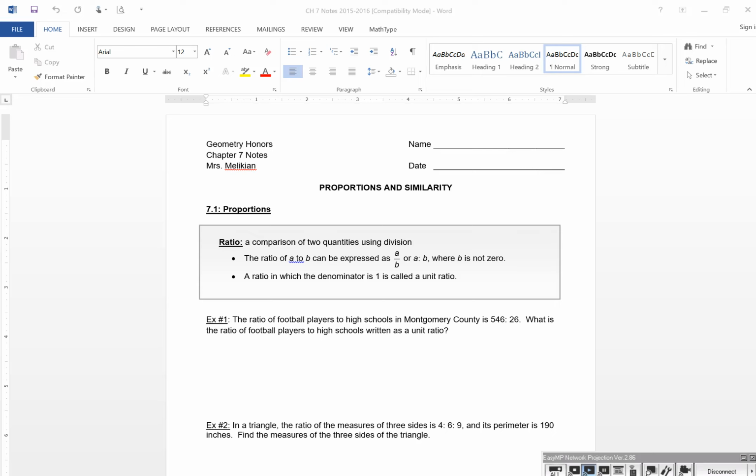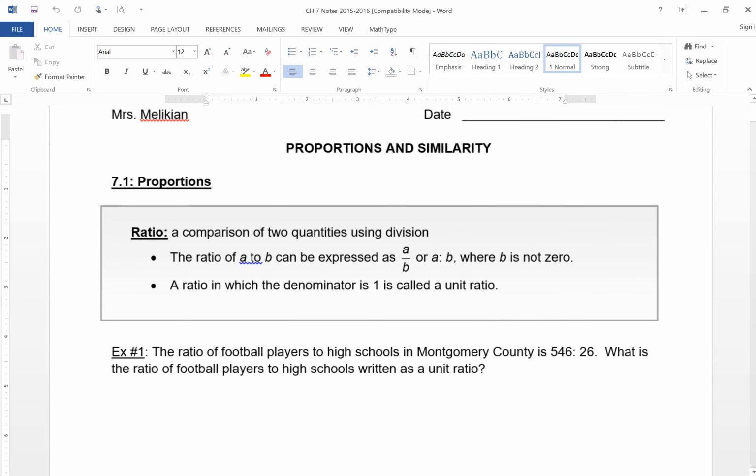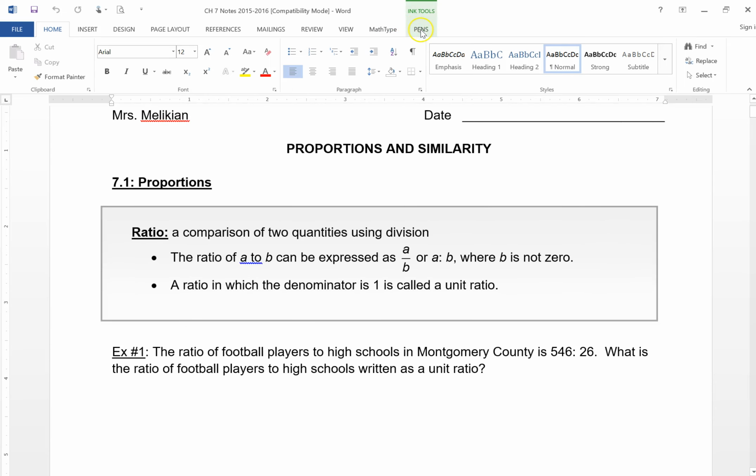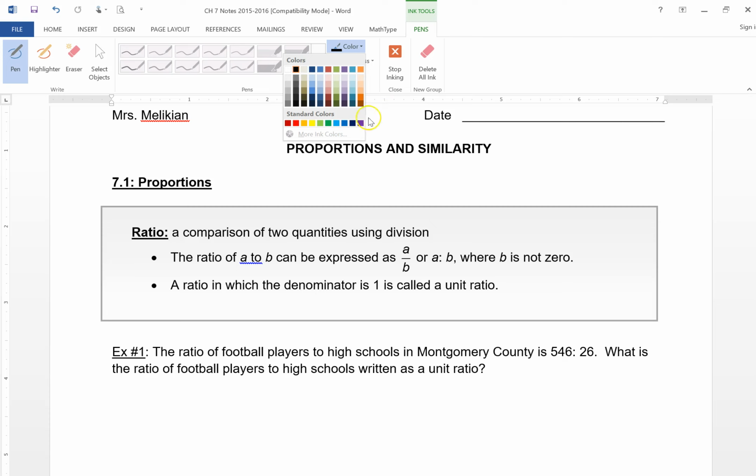So in this section, it's a very quick section. We're going to talk about proportions. And then throughout the chapter, we're going to apply proportions to triangles, and we're going to learn about what we call similar triangles and look at some proportionalities within triangles and so on.